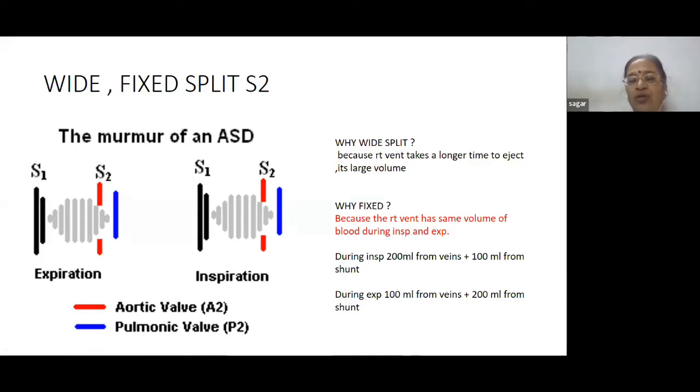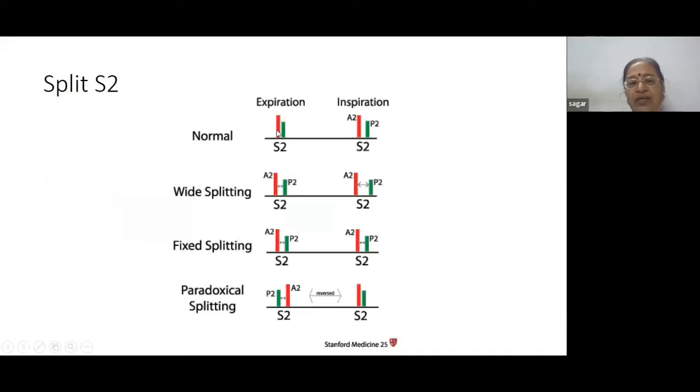So when you're asked in the exam, why is the split fixed? This is the sentence that you have to say: because the right ventricular volume remains the same during inspiration and expiration, because the veins and the shunt compensate for each other. Now, that is just to recollect the normal inspiration where the P2 comes late, normal expiration during which the P2 comes earlier. The wide splitting is when the P2 comes late, because of a longer ejection time of the right ventricle. But though it is wide, it is still varying. You can see during expiration, this wide split is also narrowing. But here in a fixed split, A2 and P2 come at the same time during inspiration and expiration.